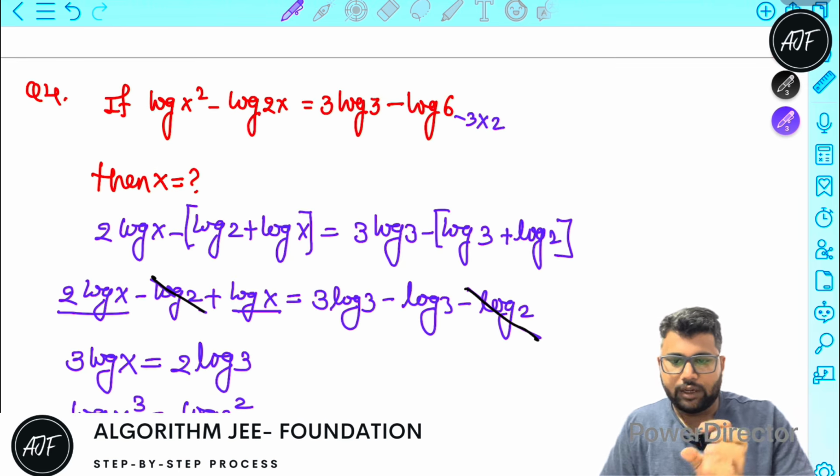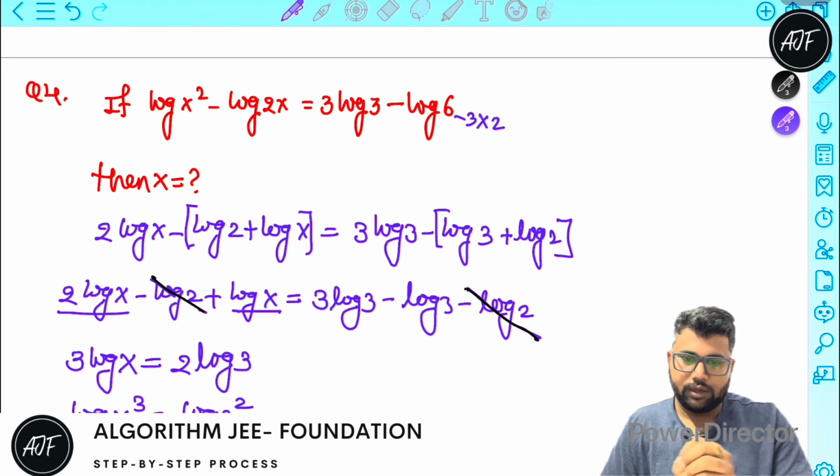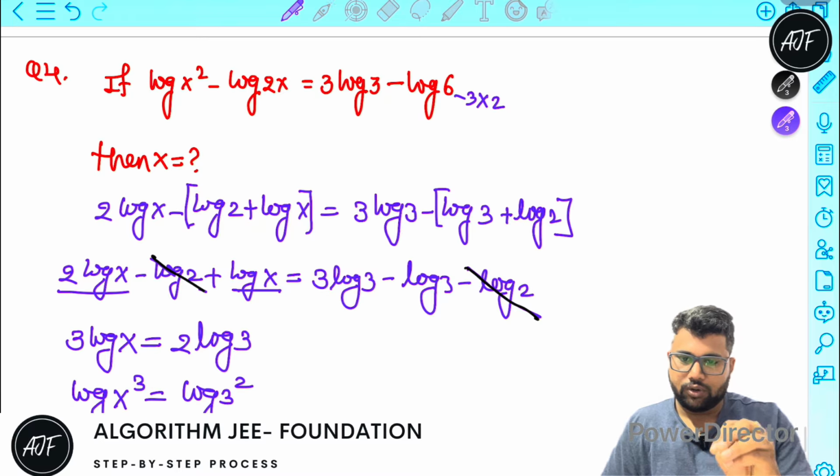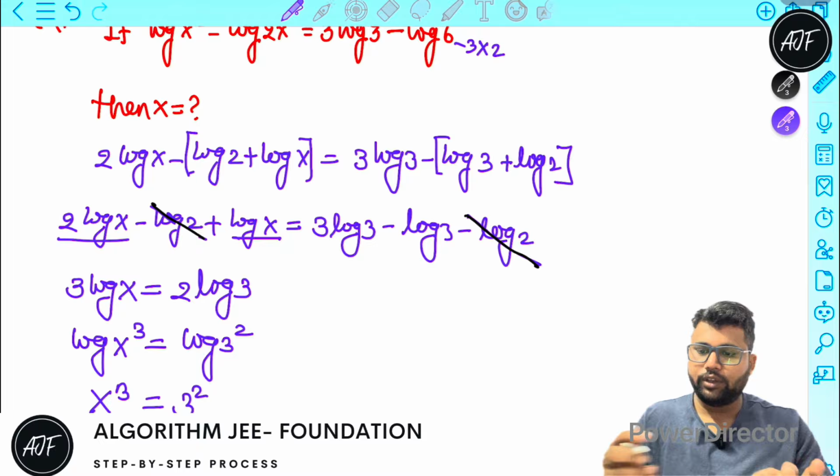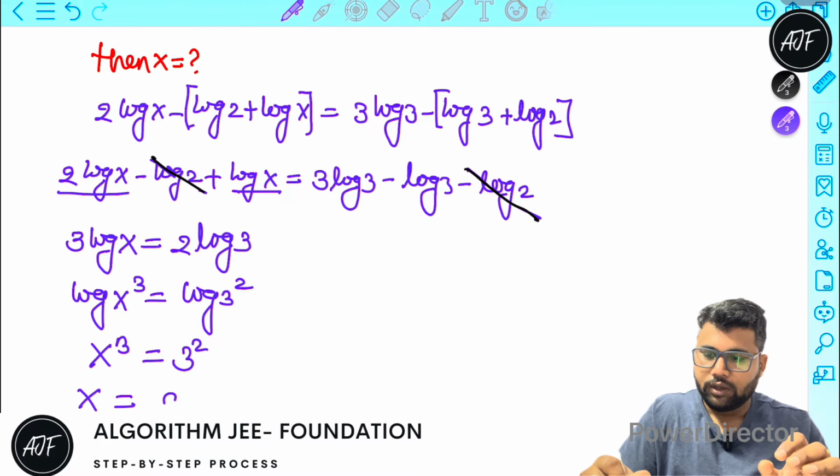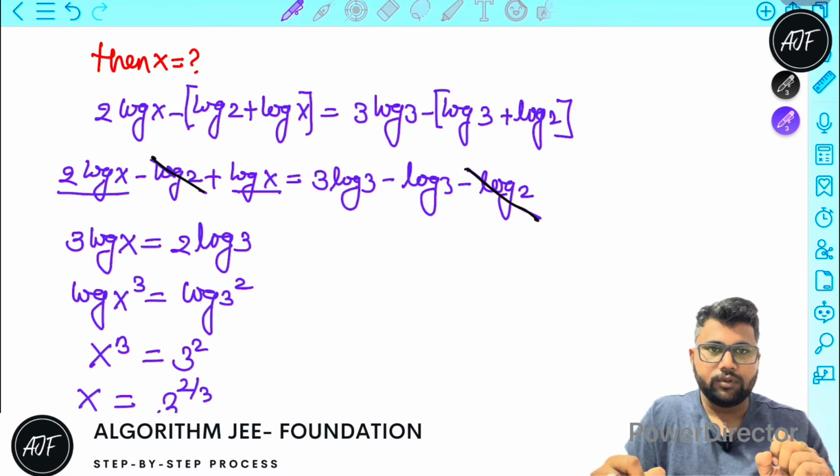Now we will check again: 3, correct, 3 log 3. Okay, now log 2 is canceled out on both sides, correct. So the meaning is x is equal to 3 power 2 by 3. Now this is the answer.